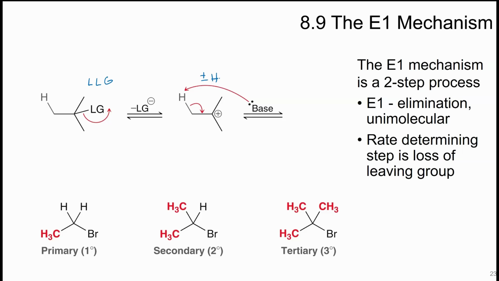It is a two-step reaction, and the rate determining step is the loss of the leaving group, just as it was in SN1. The substrate reactivity is also the same as in SN1. So this is the most reactive, and this is the least. And that is because we're going through the same carbocation intermediate. The rate determining step is loss of the leaving group and forming the carbocation. If it can't form, then the reaction is not going to proceed.